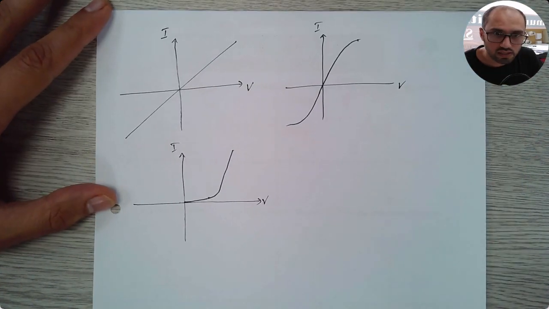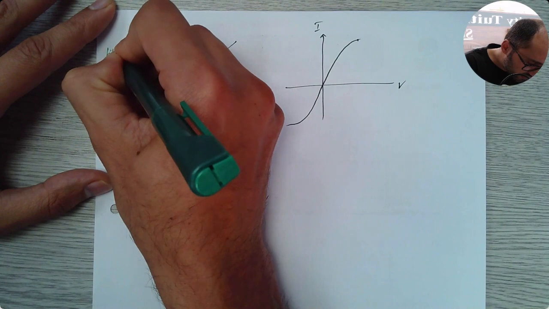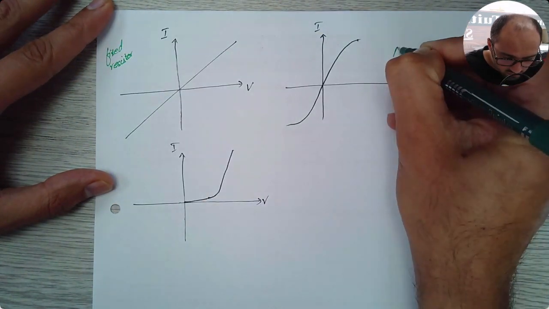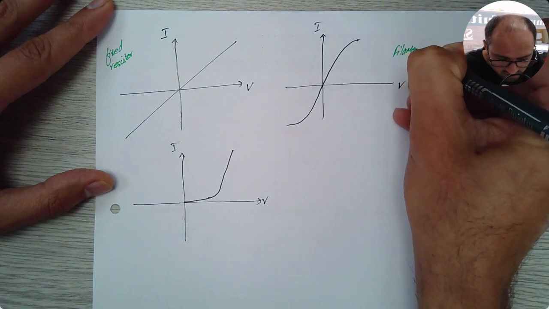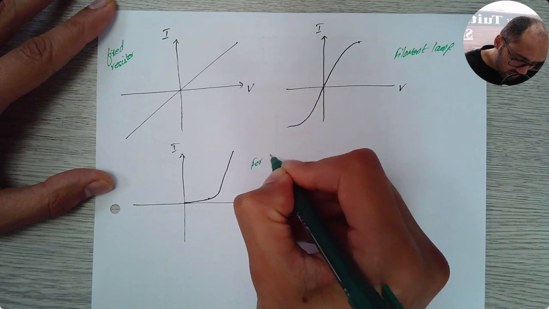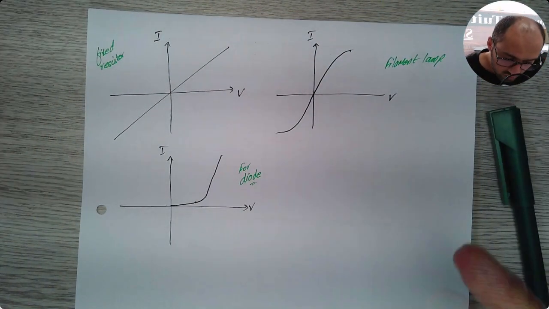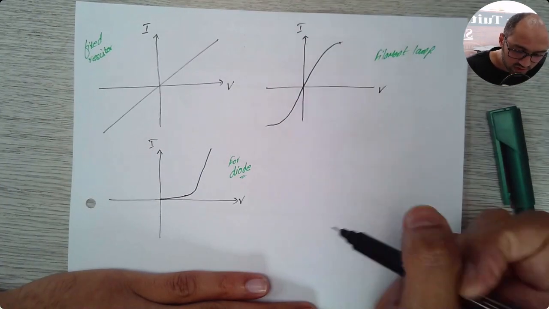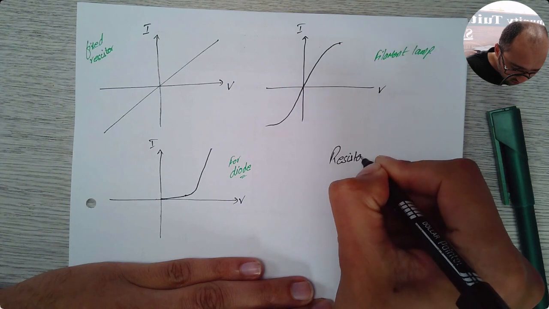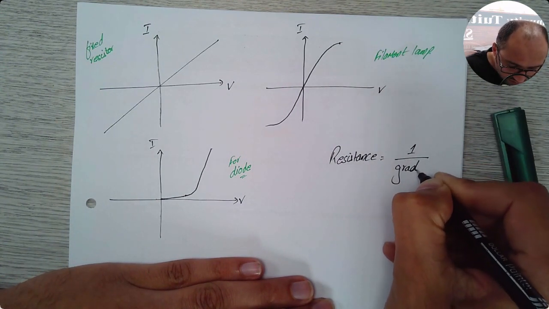You have to memorize these 3 graphs. The first one is for a fixed resistor. This one is for a filament lamp, and this one is for a diode. So you have to remember, in addition to these 3 graph shapes, that resistance is equal to 1 over gradient for these graphs.